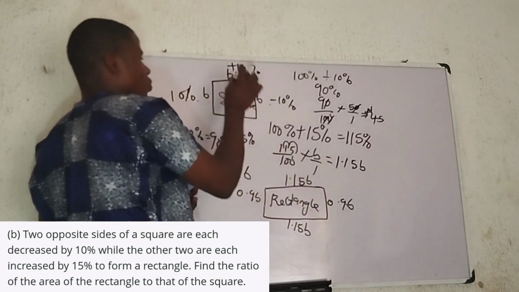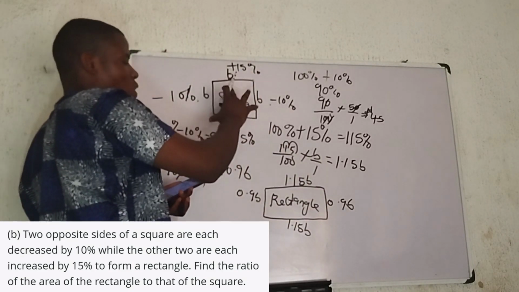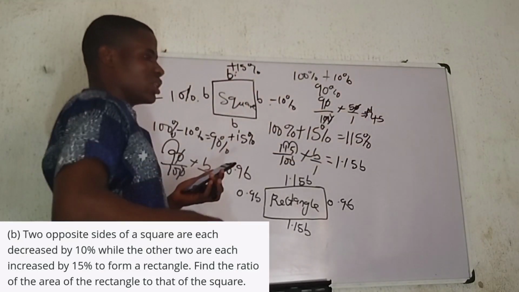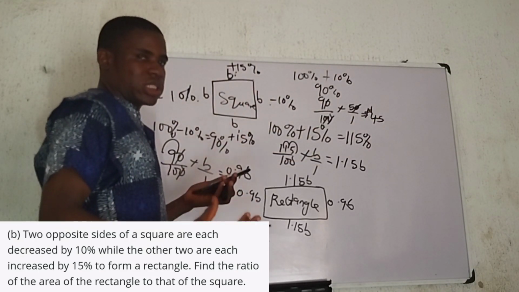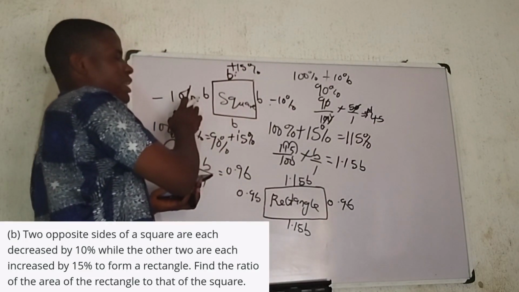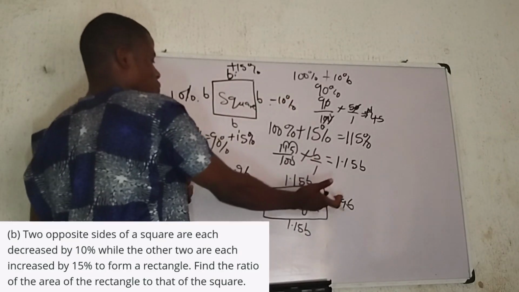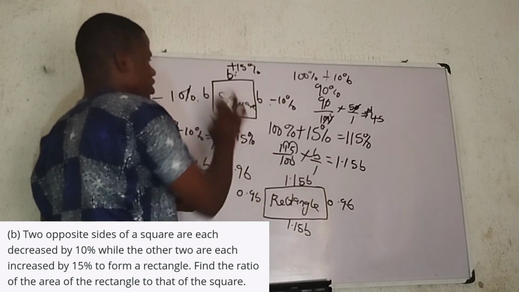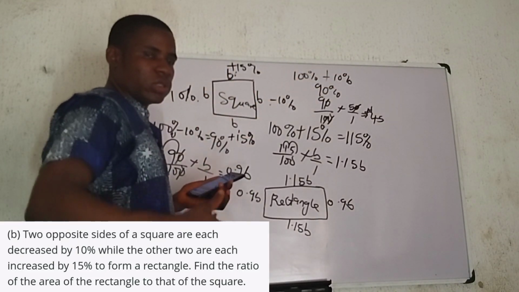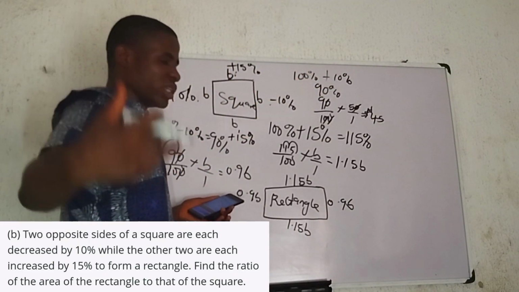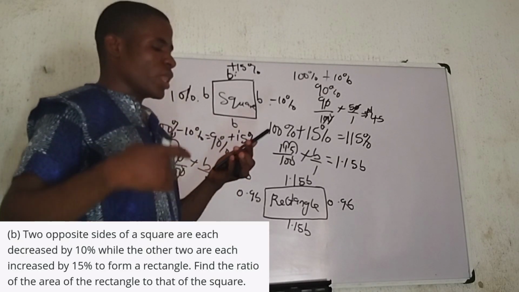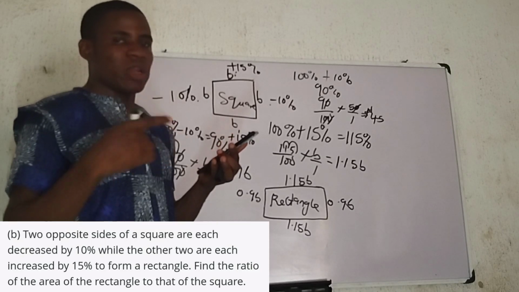So the question is just like, we have a square whereby all the sides are equal, right? And we have increasing and decreasing in some of the sides. We increase here by 15%, we increase here by 15%, we reduce here by 10%, we reduce here by 10%, and we form something like this. Do you understand? So this side will shorten, while this side will widen. The length will now be increased. They're asking us to find the ratio of the area of the rectangle to that of the square.